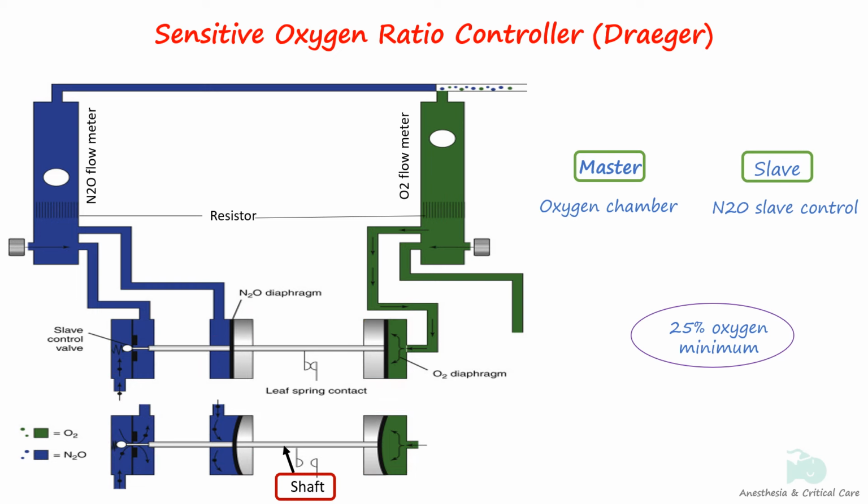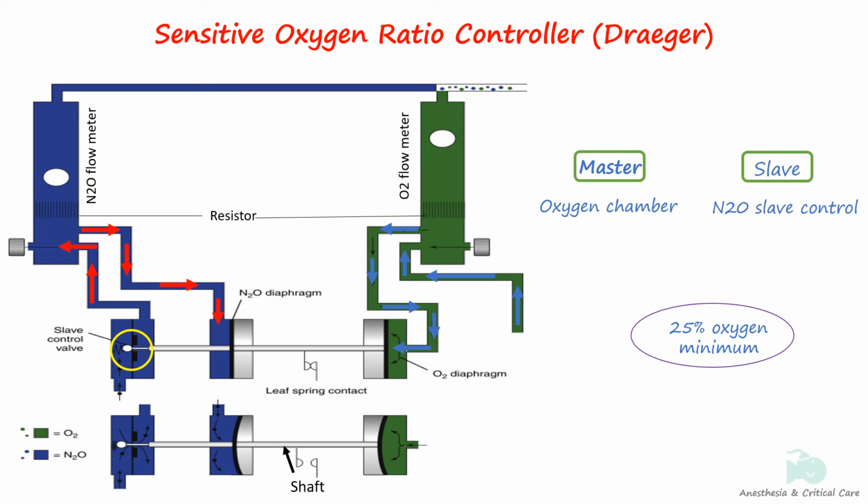Oxygen and nitrous oxide flow into the system via flow meters with resistors creating back pressures toward the chambers. These pressures affect rubber diaphragms attached to the horizontal shaft. The shaft's movement regulates the nitrous oxide slave control valve, controlling the flow of nitrous oxide through its flow control valve.